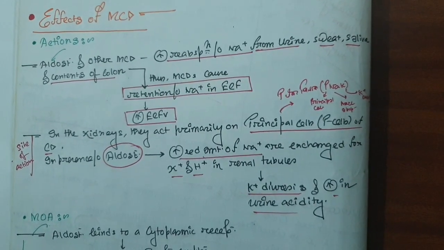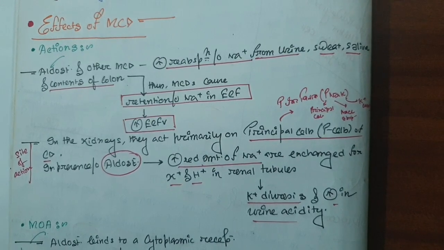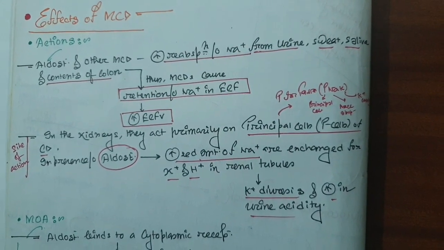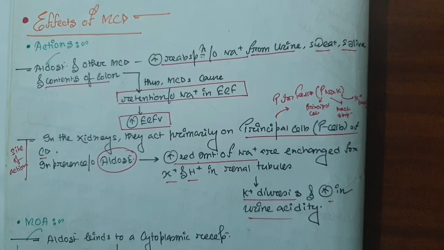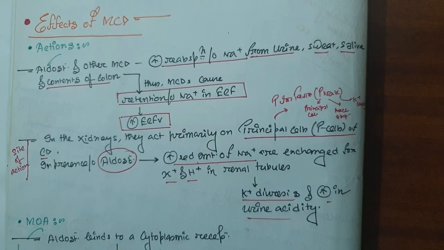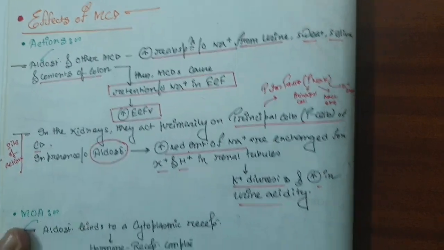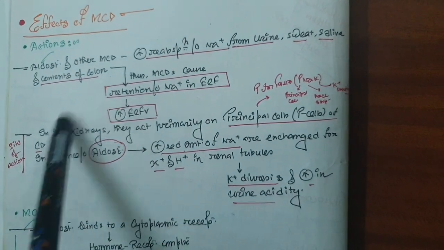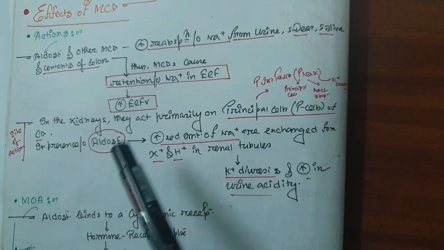Good morning, students. Today we will discuss the effects or the functions of the mineralocorticoid secreted from the adrenal cortex. And you know the mineralocorticoid here means the most common, the most efficient hormone here, which is aldosterone.